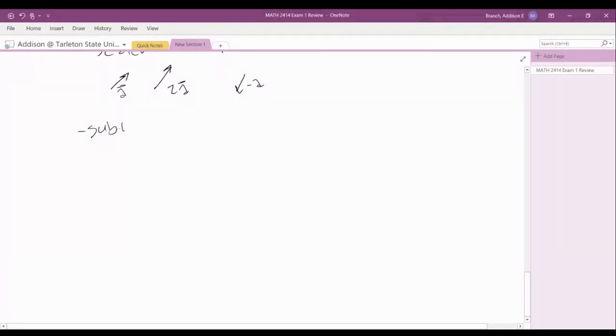Subtraction. Once again, if you're working with components, you just subtract your components as normal. If they're asking you to maybe draw something, what you would do is, if you have vector A is this and B is this, you would draw vector A as normal, but B you would draw going in the exact opposite direction. So we're going to go up instead of down, and then that resultant vector is going to be your A minus B.